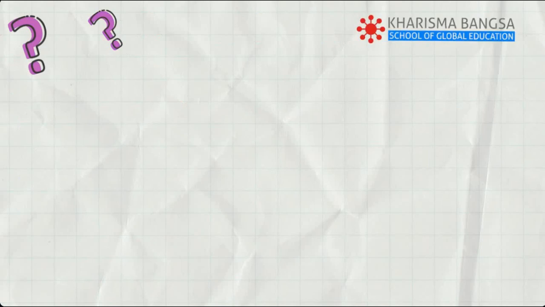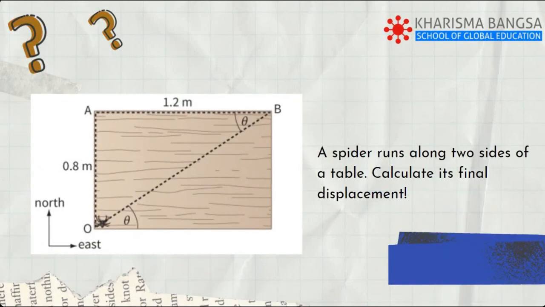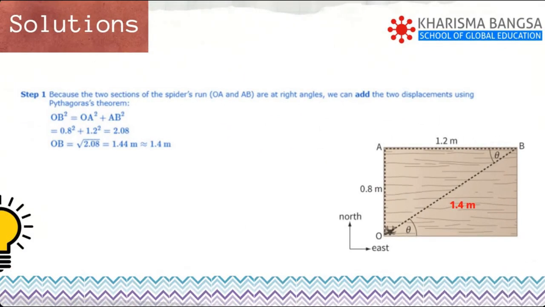The other example question is, a spider runs along two sides of a table, calculate its final displacement. This picture shows us how the spider moves. There are two steps to answer the question. First of all, since the two sections of the spider's run are at right angles, we are able to add the two displacements by using Pythagoras' theorem as shown below. Thus, the result is 1.44 meters, or we can write 1.4 meters.